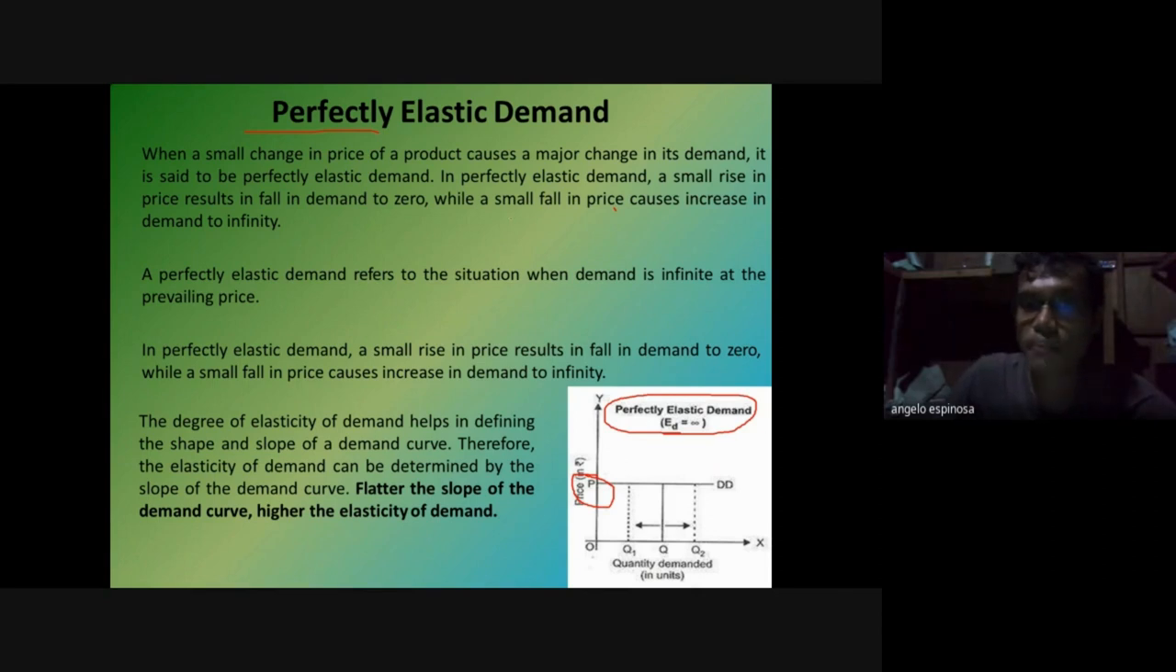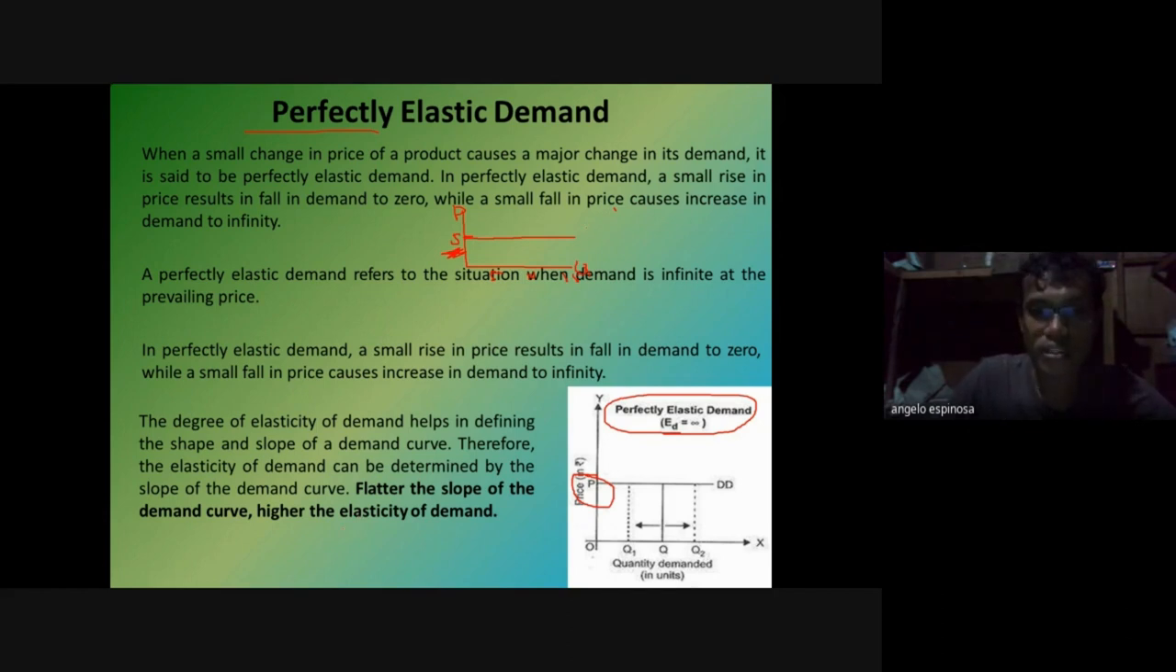No? Always remember the graph, ha? Pag elastic demand, ibig sabihin, it's horizontal. If this is the price, this is the quantity demanded. Pag ang price niya is 5 pesos, then you have the 5, 10, 15 here. So, there is a particular price na binigay, kahit bibili siya ng kahit gaano kadami basta in the specific price. Okay? So, that is what we call perfectly elastic demand.